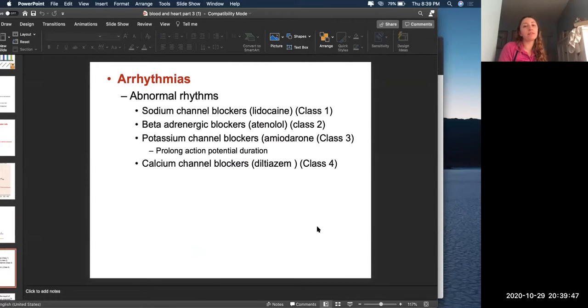So she said that we don't have to talk about that, but if you think about it, if you're blocking sodium, this would lead to a longer, I don't know. But if you think about what it says, you could see potassium channel blockers that might take longer to repolarize, prolonging the action potential. It says it right there.